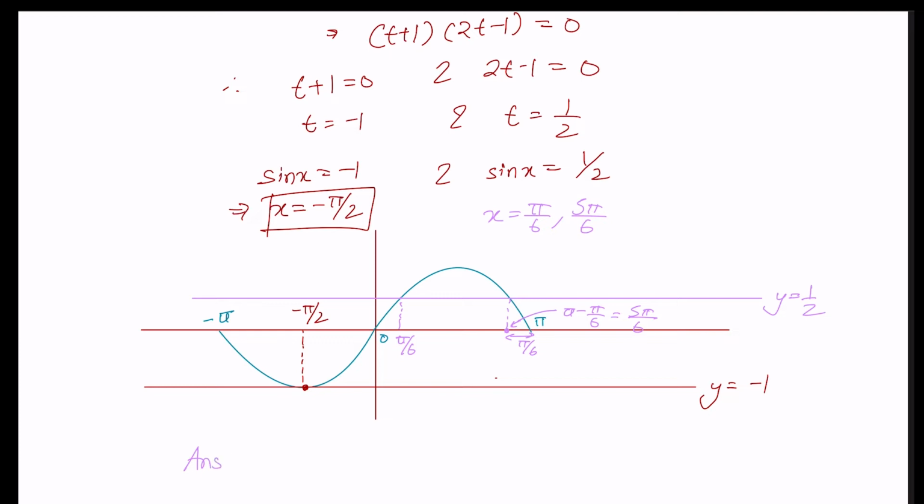So therefore, finally, there are three solutions to this trigonometric equation, which are minus pi by 2, pi by 6, and 5 pi by 6. So that's the answer to this question.